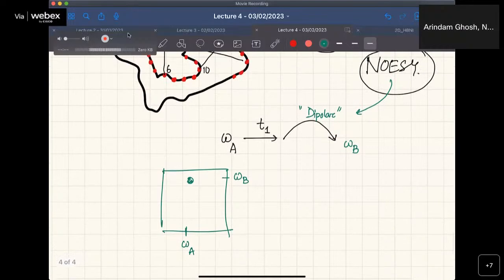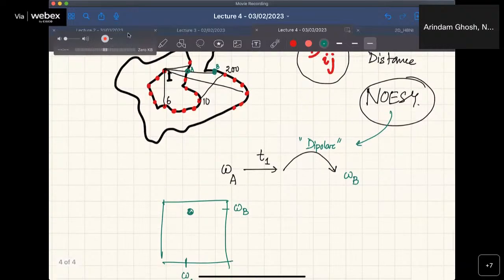But the peak between omega A and omega B is not going to be interpreted as if they are J-coupled, because you are doing NOESY, not COSY. They'll be interpreted as being close in space. So this is basically a peak like this, and if you take the area under the curve, the stronger the peak is, the closer they are, because the dipole interaction is much stronger.